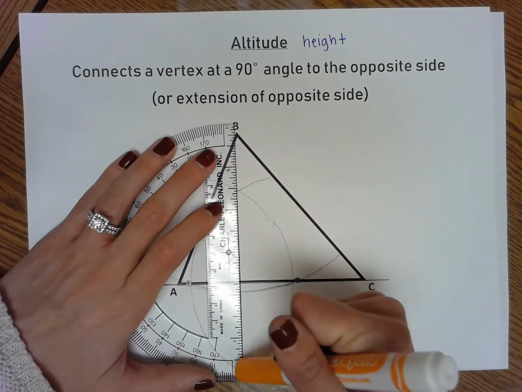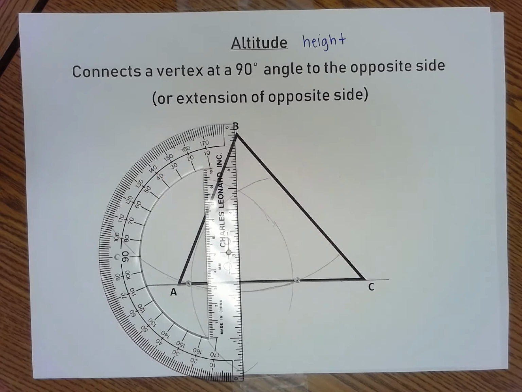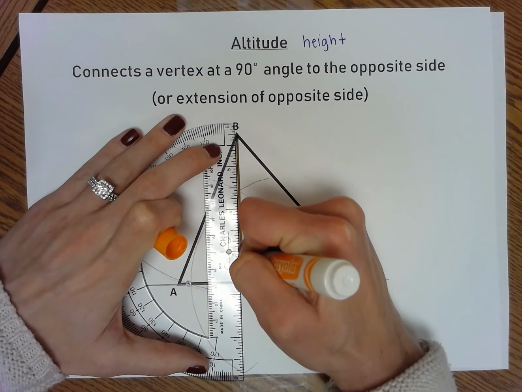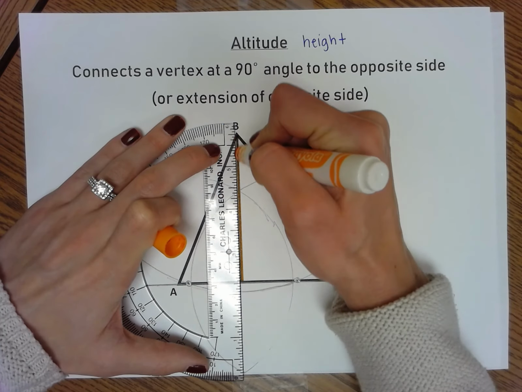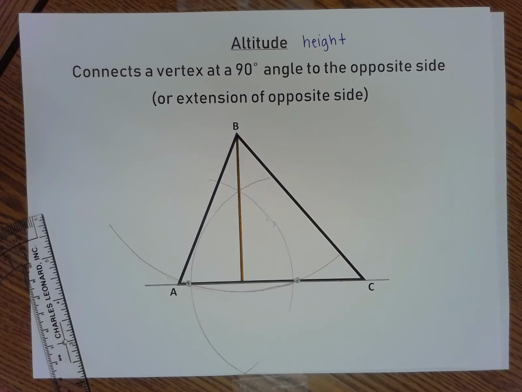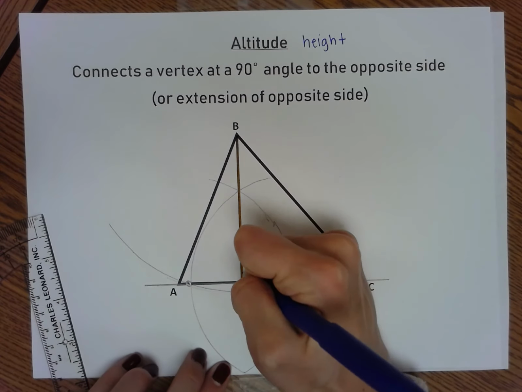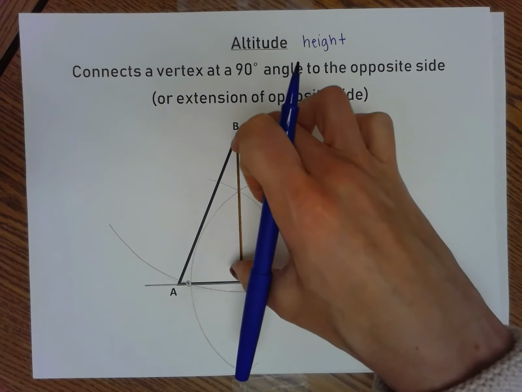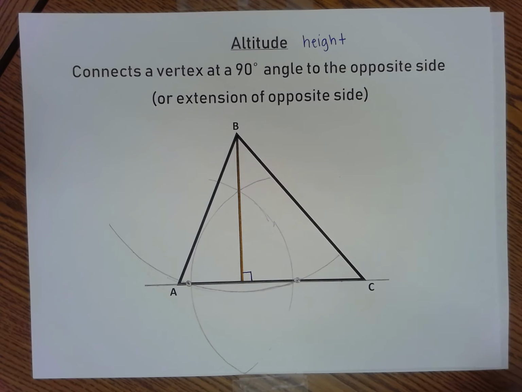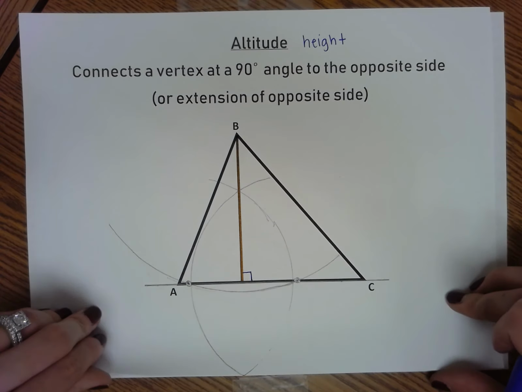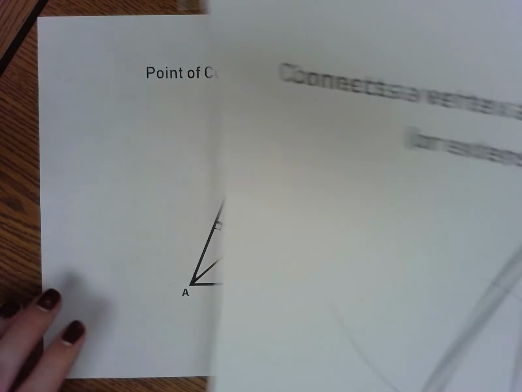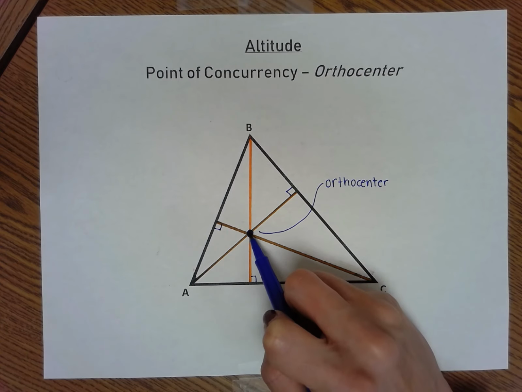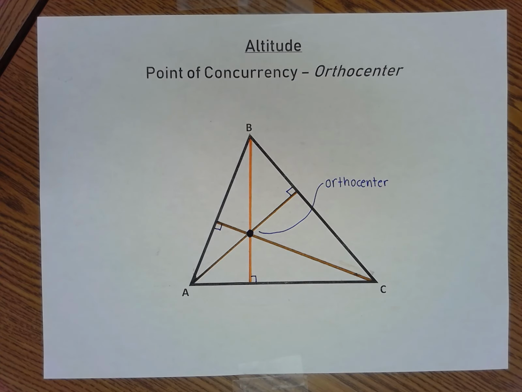All right, and those points where those arcs intersect each other are going to guide where we draw that altitude, and it extends from that vertex down to that opposite side and forms a 90 degree angle. And the length of that altitude is going to be the height of your triangle. If I were to draw all three altitudes, that point of concurrency would be the orthocenter, which is where they all meet, where they all intersect.